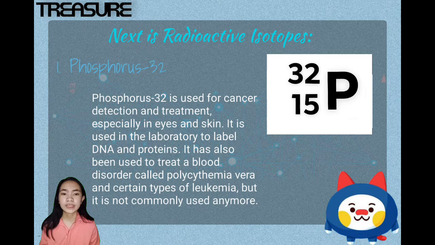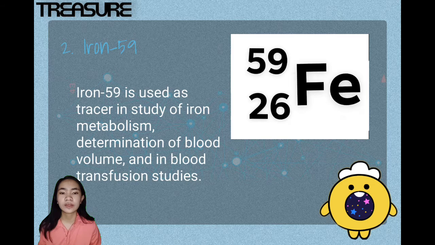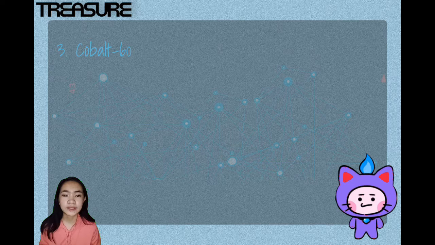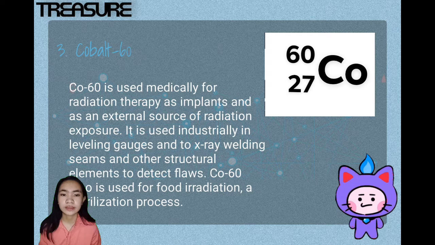anymore. Next is iron-59. Iron-59 is used as a tracer in the study of iron metabolism, determination of blood volume, and in blood transfusion studies. Next, we have cobalt-60. Cobalt-60 is used medically for radiation therapy as implants and as an external source of radiation exposure. It is used industrially in leveling gauges and X-ray welding seams and other structural elements to detect flaws. Cobalt-60 is also used in food irradiation and sterilization processes.